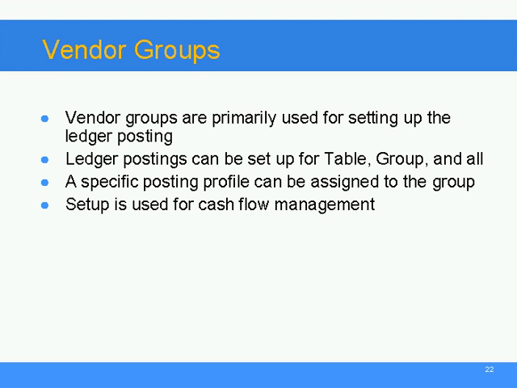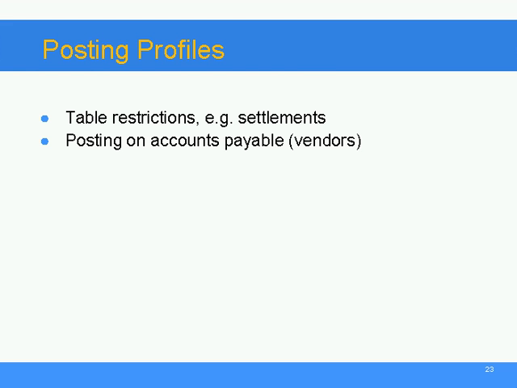Vendor groups are primarily used for setting up the ledger posting. Ledger postings can be set up for table, group, and all. A specific posting profile can be assigned to the group. Setup is used for cash flow management. So the most vendor groups, the most used for setting up ledger postings. You see posting profile, you can set table restrictions and posting on accounts payable.